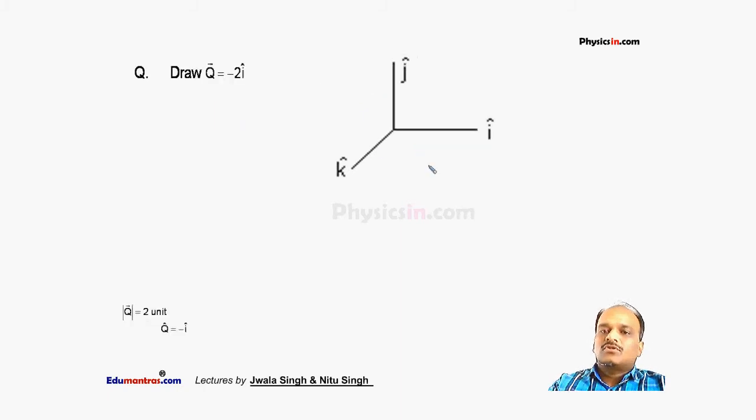Next one is how to draw a vector of minus 2 I cap. So we will choose a line segment whose length is 2 unit. This is 2 unit, and put an arrow along negative x axis in this direction. So this is 2 unit, and we will put an arrow in this direction. So it is minus 2 I cap. The length of this is 2 and the direction is minus I cap. I can draw this vector here also, provided its length is 2 and the direction is along negative x axis.